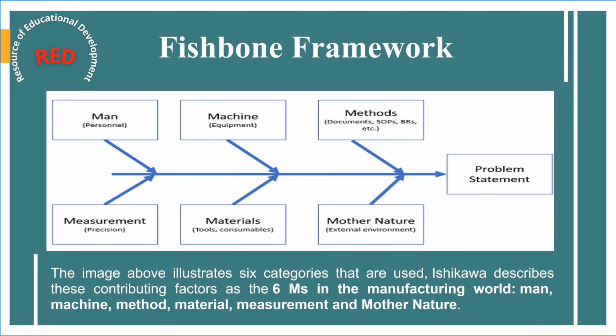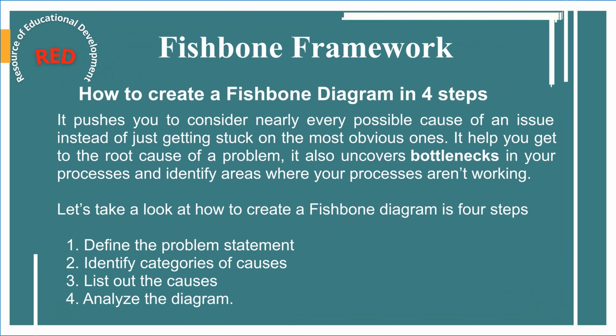The image above illustrates the 6 categories that are used. Ishikawa describes these contributing factors as the 6Ms in the manufacturing world: man, machine, method, material, measurement, and Mother Nature. How to create a fishbone diagram in 3 steps.